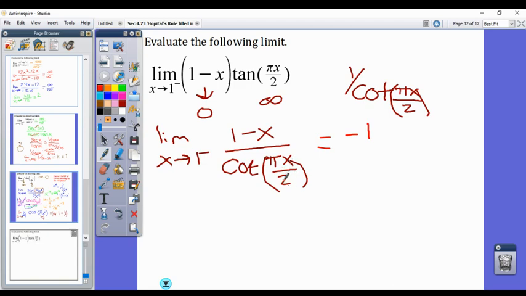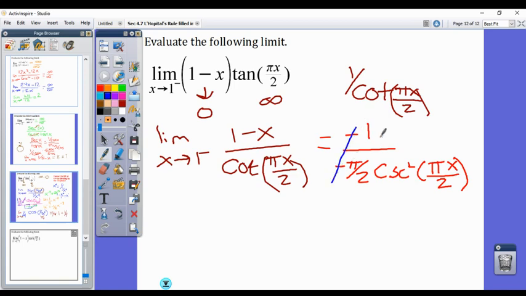So the derivative of this middle part right here is going to end up being pi over 2 because the x is going to go away. So for my denominator, I'm going to end up with negative pi over 2 cosecant squared of pi x over 2. Okay, so I want to simplify this a little bit just because it's really got a lot going on. So since I've got a negative in the numerator and the denominator, that can go away.